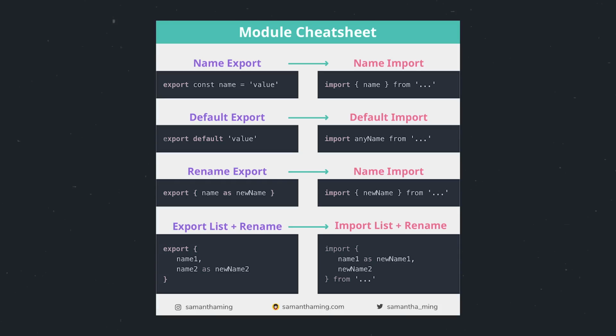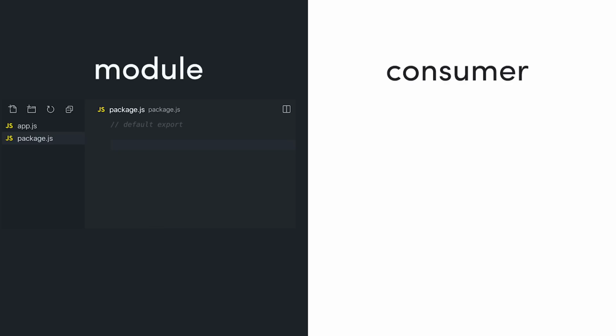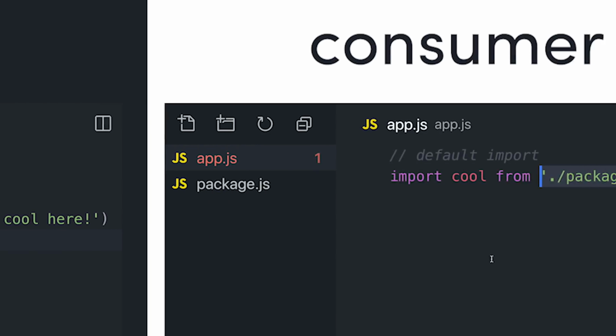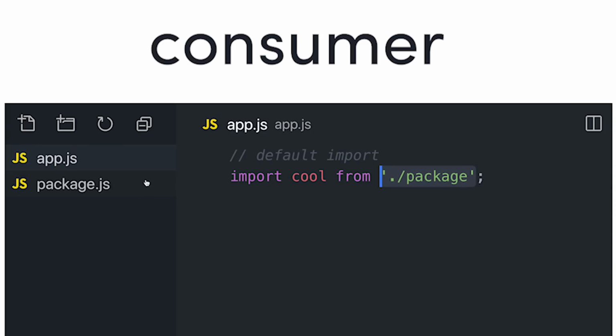A module can export its code in a variety of ways, and this will affect the way the consumer imports it. A module can export a single default value, multiple values, or both. If a module provides a default export, it means the consumer can call import name from path. The importing file can choose whatever name it wants.